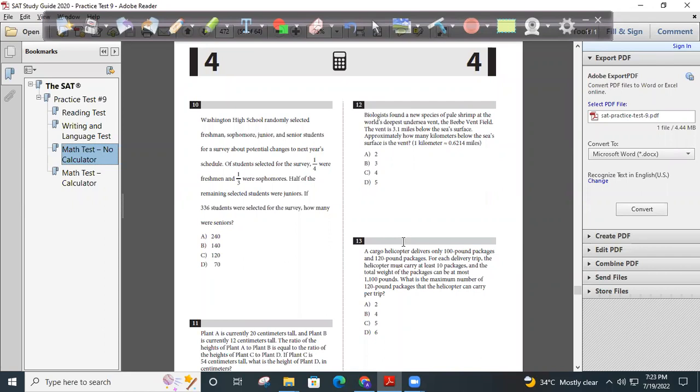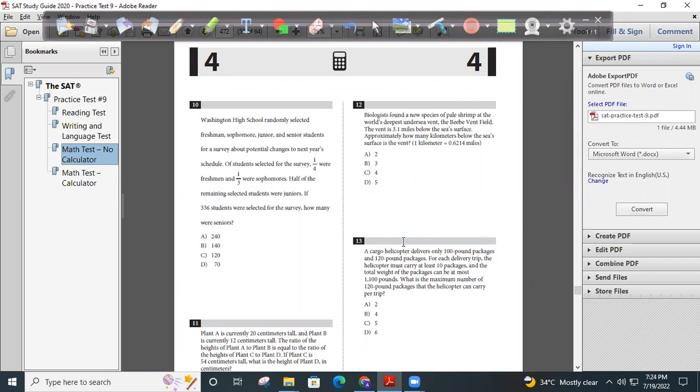Simple units question. See the 12th question. Whenever you are looking at units, it is the same as ratios. They might give meters, they might ask you for millimeters. See the relation and convert them, and you'll be able to get to the answer. Biologists found a new species of pale shrimp at the world's deepest undersea vent, the BB vent field. The name of the vent field is BB, very good.